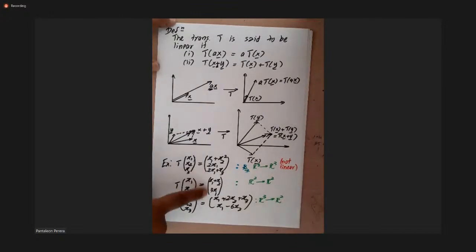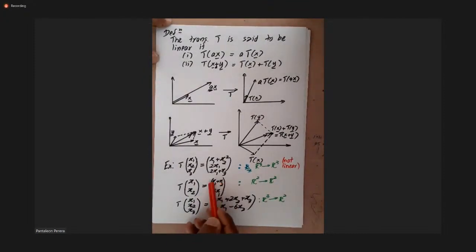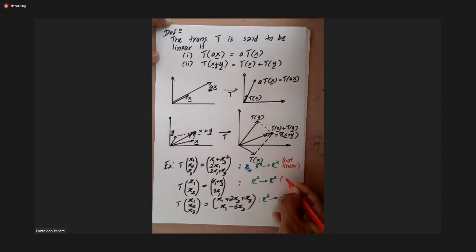Okay. What about the second one? This has linear addition and scalar multiplication. This is also linear because, you know, 3x1 plus 0x2. Fine. This, 1x1 plus 1x2, linear. Both are linear expressions. All should be linear, right?